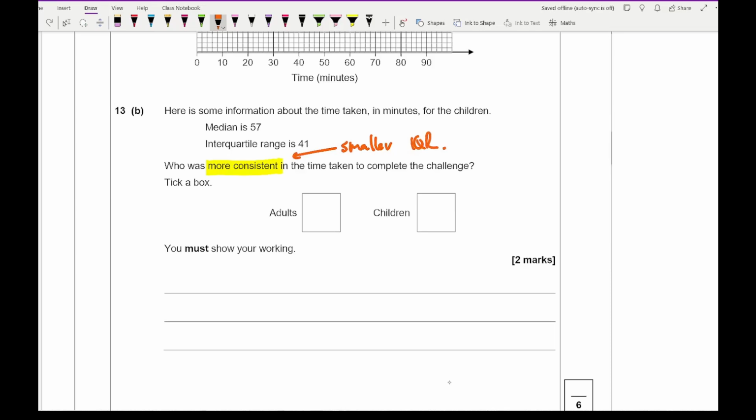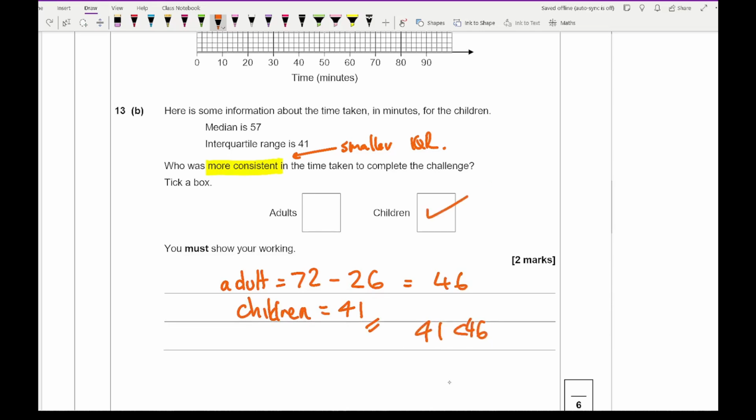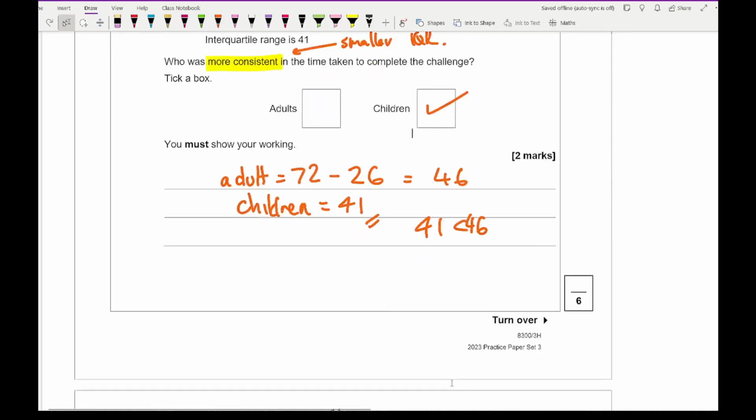So here, if we look at the adults IQR, that's going to be the upper quartile, which was 72, minus the lower quartile, which was 26. And if I type that into my calculator, I get an answer of 46. And for the children, it was 41. So 41 is less than 46. So the correct answer is children.